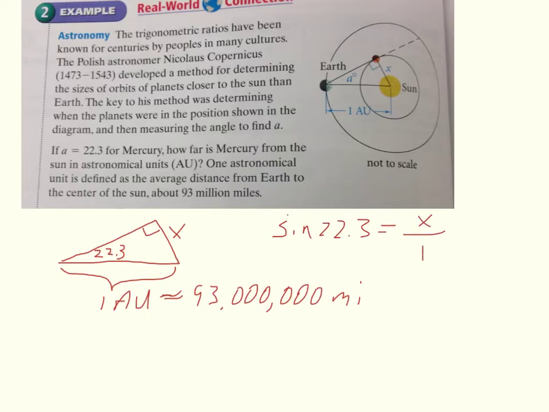We're calling that 1 astronomical unit. So now we just use our trig function. We plug into our calculator the sine of 22.3 degrees, and we get x to be approximately 0.378 astronomical units, a little over a third the distance that the Earth is from the Sun.